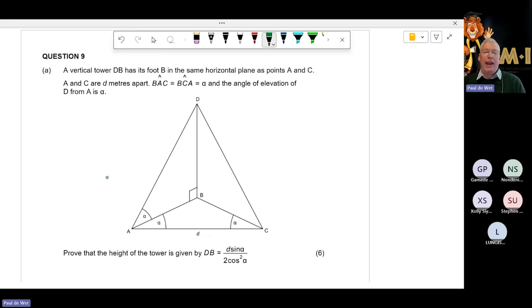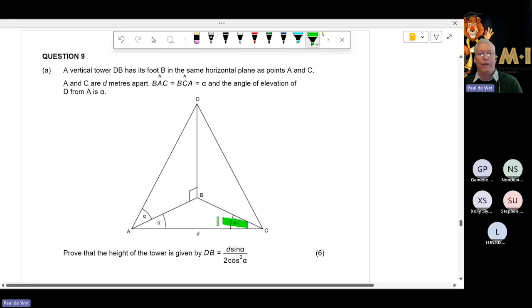All right, so we've got, let's just read this. We've got a vertical tower. So this is vertical, and then points A, B, and C are in the same horizontal plane. So this is all on the ground. This is grass that I'm drawing here.